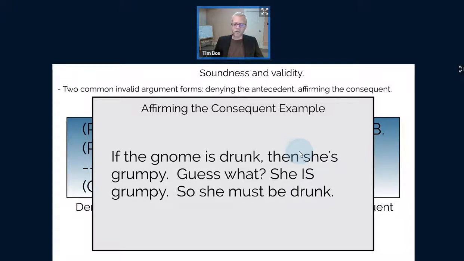So if the gnome is drunk, I keep doing these spoonerisms where I juxtapose the letters around. I said if the drome is nunk. If the gnome is drunk, maybe I'm drunk.